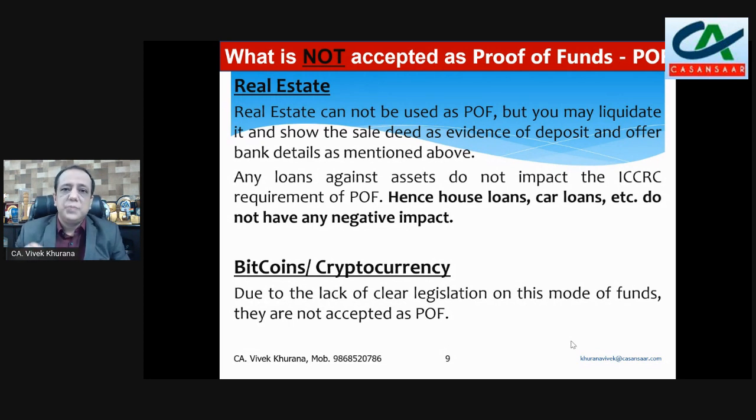Then another one is Bitcoin, कि मेरे पास कोई बिटकॉइन या क्रिप्टो करेंसी है, I have invested into Bitcoin, क्रिप्टो करेंसी, that is also not acceptable because there is no legislation for Bitcoin and the cryptocurrency. So Canadian government also doesn't allow it कि आप उसको as a proof of funds show करो.